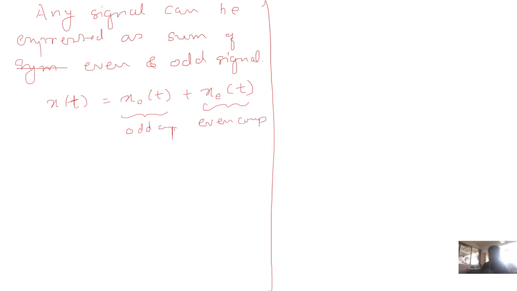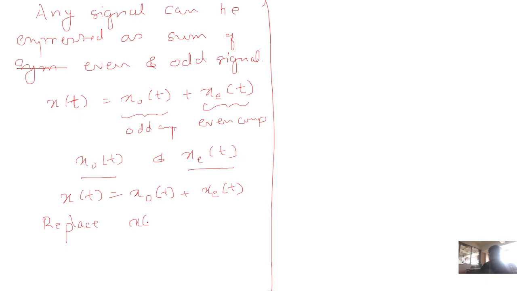Now what we have to do is find out the values of x odd of t and x even of t. Okay, so the questions will be asked to find out the even and odd part of the signal, and therefore we need the equation for the odd component and the even component, right? We need the equation for that, right? So we have x of t, and let's replace x of t. X of t is equal to x odd t plus x even t, right?